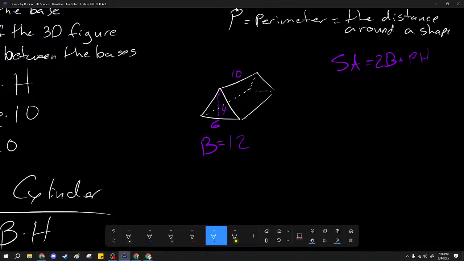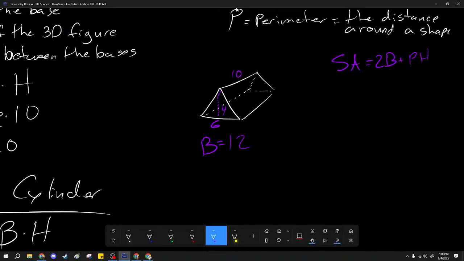Now, really quickly, the reason it's 2 times the area of the base is because we have 2 bases. We have this area, and we have this one. So we have to take into account both. All we're really doing with this equation is saying, if I take 2 of the bases and then add them to the perimeter, the distance around, times the height, I would get the area of all of these sides. So I've got my area of the base, B.